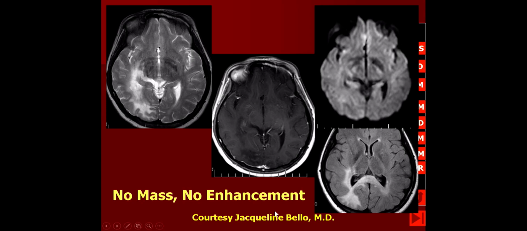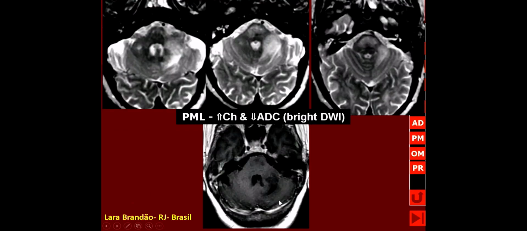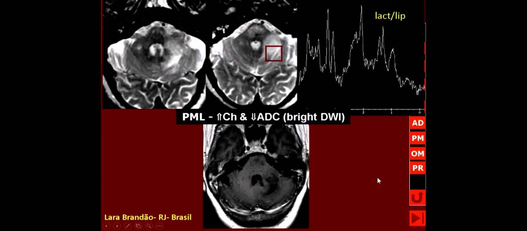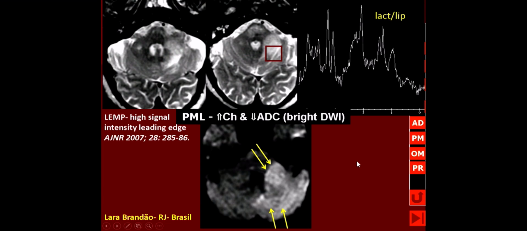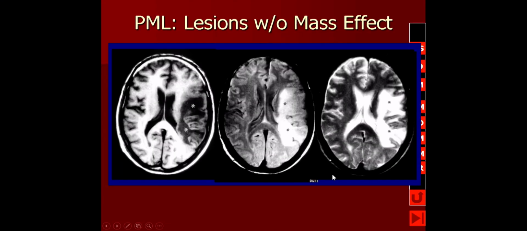Classically, there is no enhancement. Occasionally, there's faint enhancement, but typically, there's no mass effect. These lesions can involve the white matter anywhere. The largest white matter in the posterior fossa is the middle cerebellar peduncle, or the brachium pontis. You can have an abnormal MR spectrum because of the inflammatory reaction that occurs in PML, so that's something else to keep in mind.